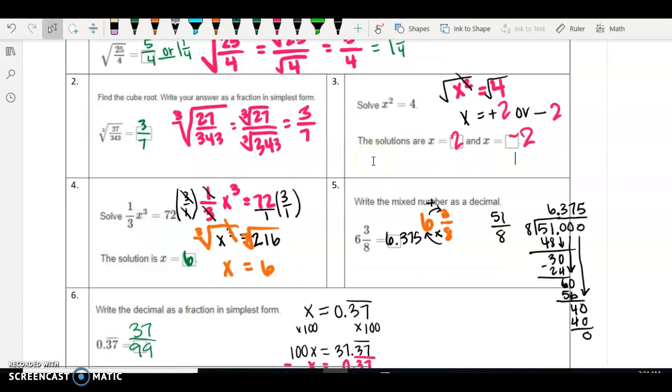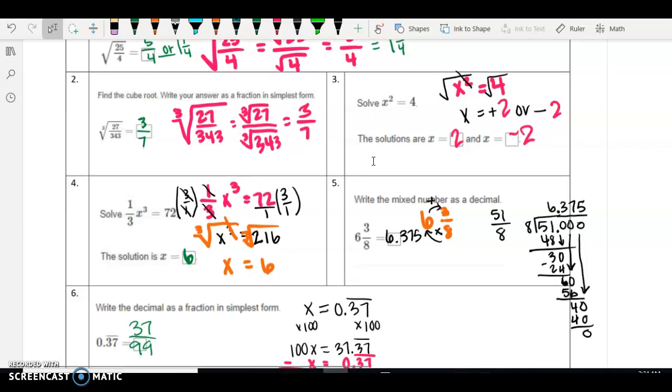All right, number 4. We have 1/3 times x cubed equals 72. And so we have to multiply by the reciprocal. So we multiply by 3 over 1 on both sides. That cancels out this side of our equation, and so we have x cubed equals 216, because 72 times 3 is 216. So then we take the cube root of both sides, and we get x equals 6.